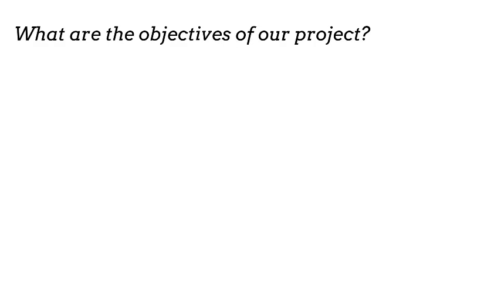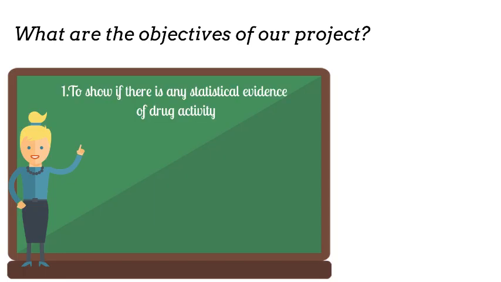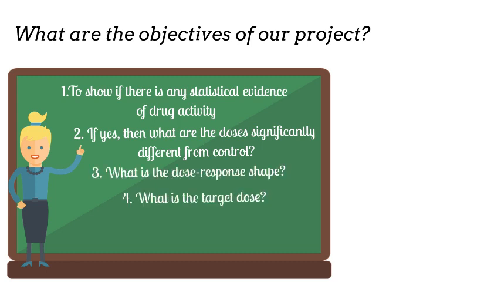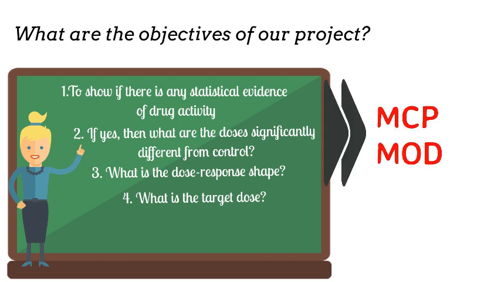Summing up all, I would like to precisely present the objectives of our project. For a drug which is under development, we would like to show if there is any statistical evidence of drug activity. If yes, what are the doses that are significantly different from control? What is the dose response shape and what is the target dose? The above four questions are already addressed in the MCP-Mod method, which has gained quite some popularity over the past few years. We have analyzed the performance of the MCP-Mod and other methods and presented it in a review article.